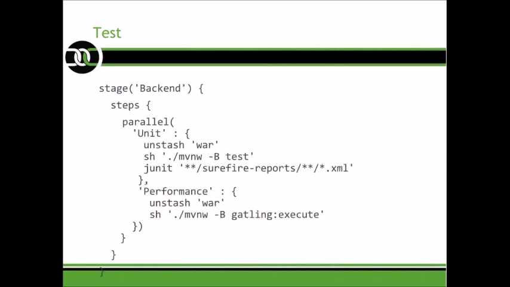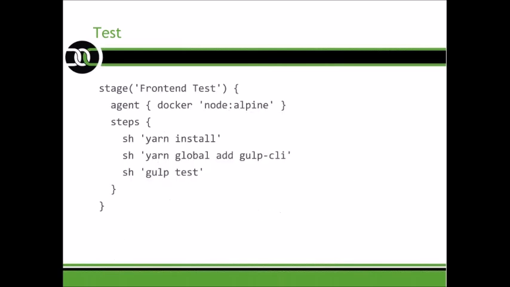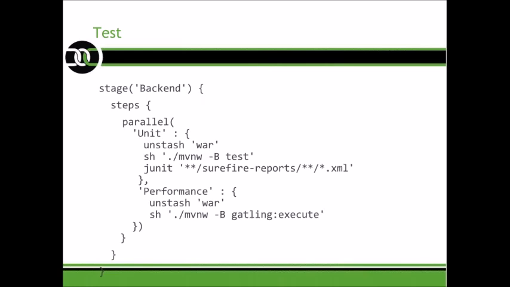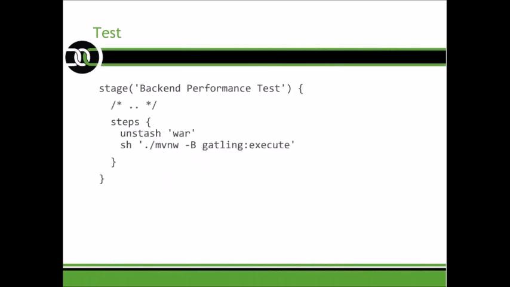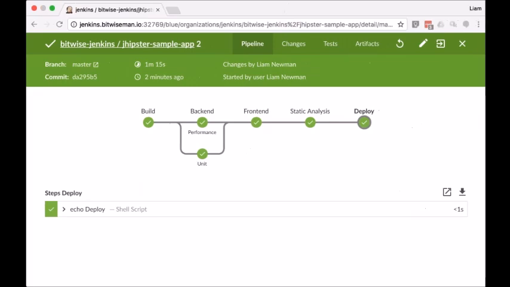And of course, finally, we're going to run these in parallel. So we'll wrap these stages in a parallel block and run them just like this. And then the front end tests are next. So let me go back to Blue Ocean.